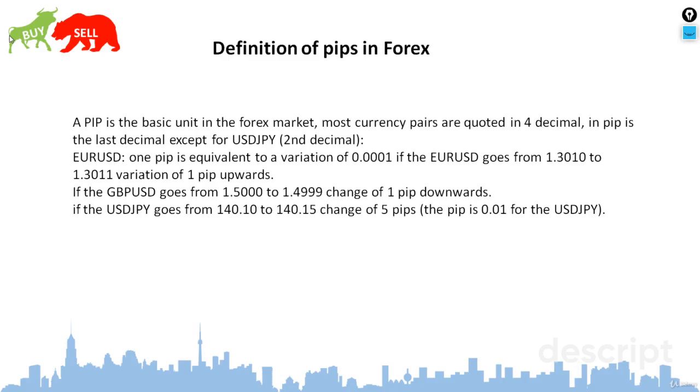If GBP USD goes from 1.5000 to 1.4999, that is a change of 1 pip downward. If the USD JPY goes from 140.10 to 140.50, that is a change of 5 pips. The pip is 0.01 for the USD JPY.